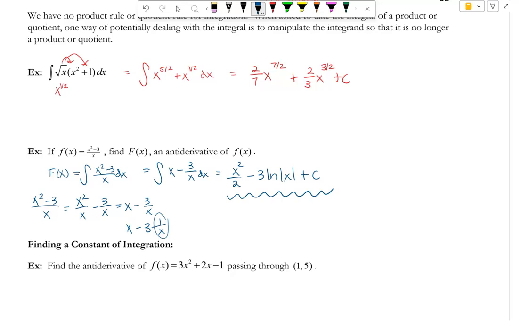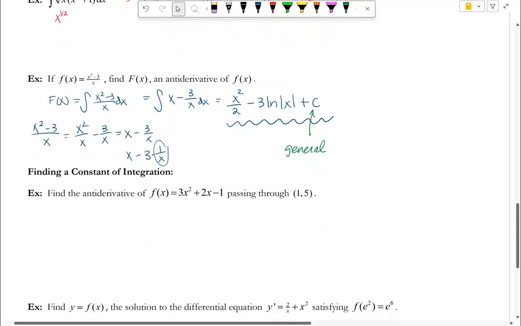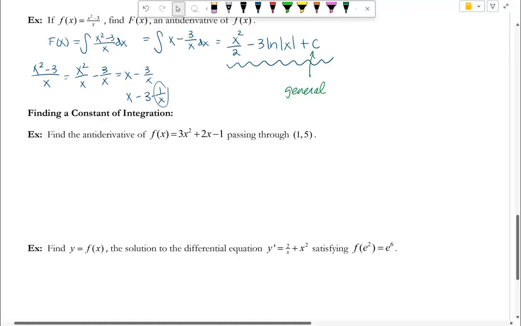So far, all of the antiderivatives we found, if they have a plus c in them, are called general antiderivatives. Sometimes we need a specific antiderivative. And this will happen a lot when we are solving differential equations. That's something we're going to do a lot later in the semester, but a differential equation is an equation that involves a derivative, so it's nothing to be scared of.